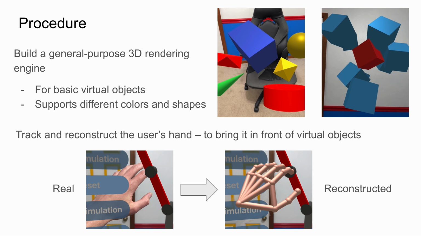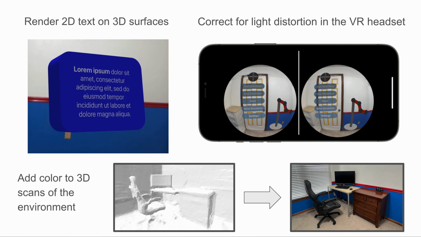Procedure: first, build a general-purpose 3D rendering engine for basic virtual objects. It supports different colors and shapes. Then, track and reconstruct the user's hand to bring it in front of virtual objects. Render two-dimensional text on 3D surfaces. Correct for light distortion in the VR headset. And add color to 3D scans of the environment.